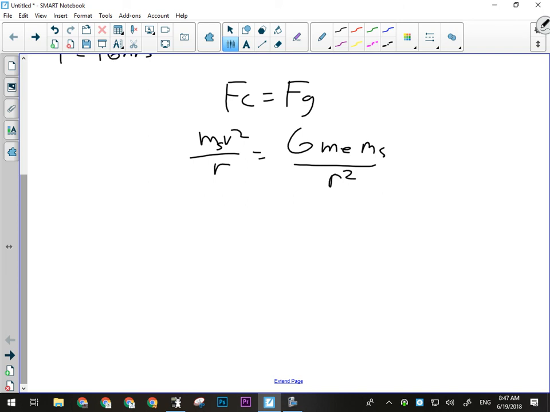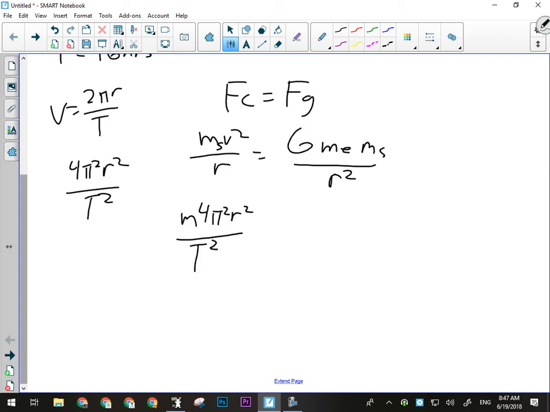Right now we know we can't use mv squared over r because we don't have v and we don't have r. So there's no way for us to calculate it. What we have to do is substitute in v equals 2 pi r over t for v, but first we have to square it. So that's going to be 4 pi squared r squared over t squared. Now we're going to plug that into this formula. So I'm going to have m times 4 pi squared r squared over t squared times r.